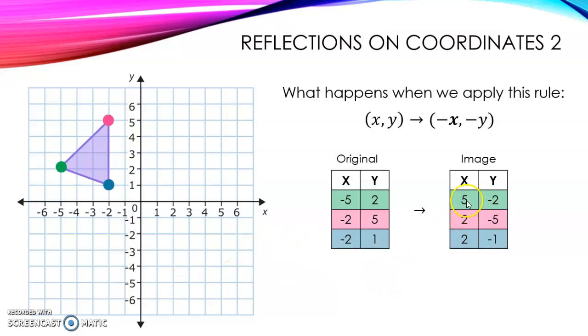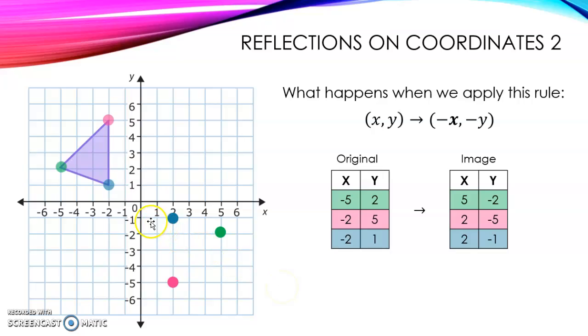Okay, so we'll start with the green one. It's at 5, -2. So I'm going to move this one over right 5 and down to -2. The pink one is going to 2, -5. It's going over 2 down to -5. And then the blue one is at 2, -1.